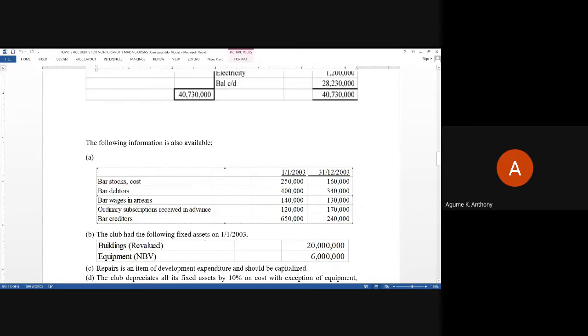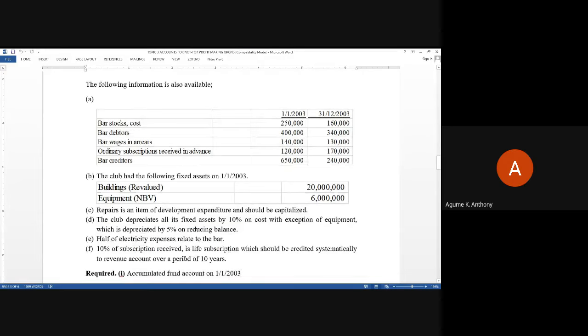So they're saying that the club had the following fixed assets: buildings, which were carried at a revalued amount of 20 million, equipment, which was carried at 6 million, that is at an NBV, net book value. Then repairs is an item of government expenditure and should be capitalized. So meaning that in this case, any cost in regard to repairs, we shall not charge it as an operating expense, but we shall capitalize it, meaning that we are going to depreciate this cost.